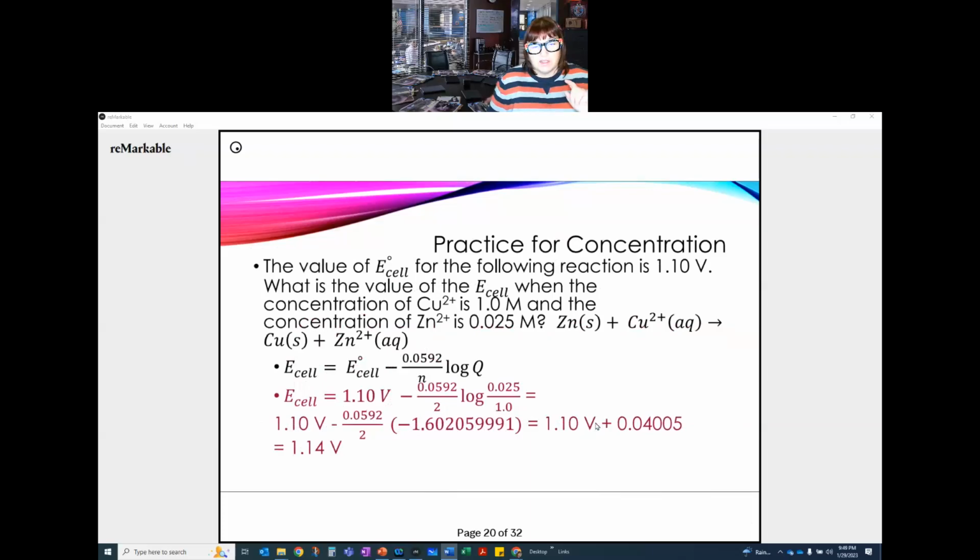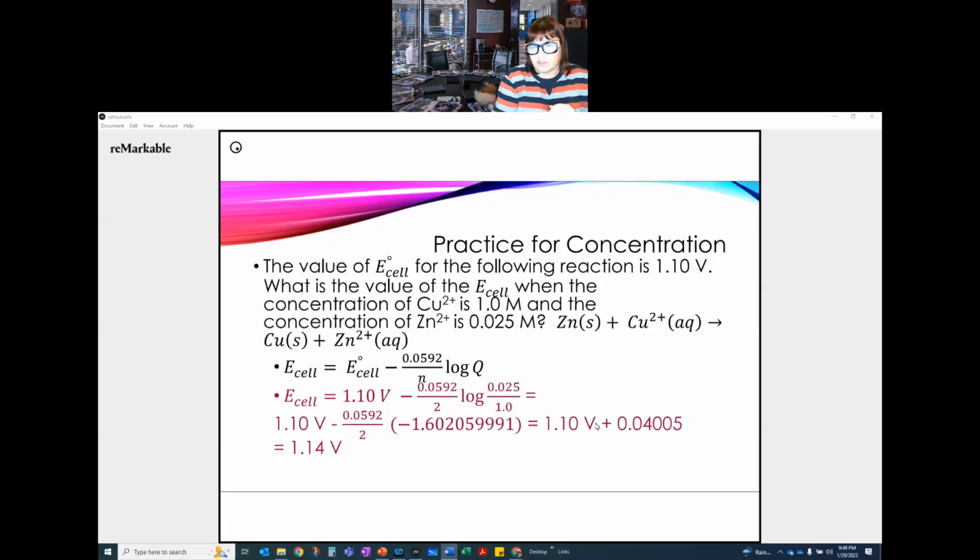So, some practice for our concentrations. The value of E naught cell for the following reaction is 1.10. What is the value of the E cell? The concentration of Cu2+ is 1 molar, and the concentration of Zn2+ is 0.025 molar. Zn solid plus Cu2+ goes to Cu plus Zn2+.